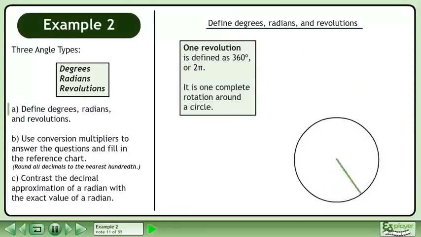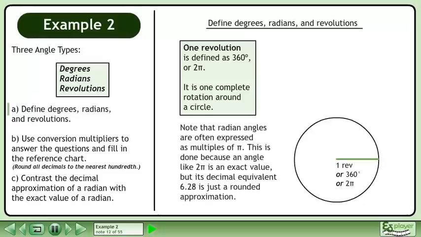One revolution is defined as 360 degrees, or 2 pi. It is 1 complete rotation around a circle. Note that radian angles are often expressed as multiples of pi. This is done because an angle like 2 pi is an exact value, but its decimal equivalent 6.28 is just a rounded approximation.